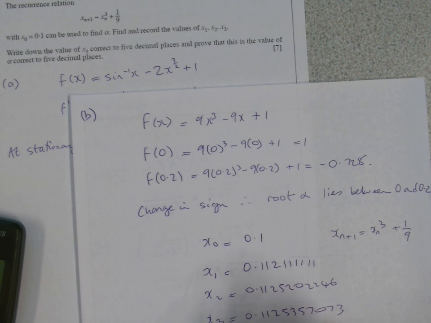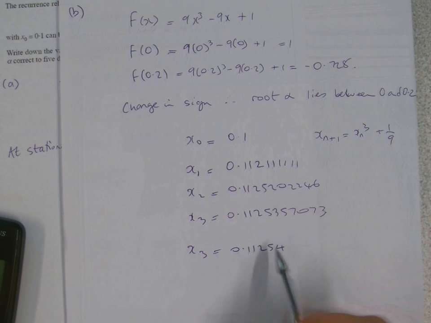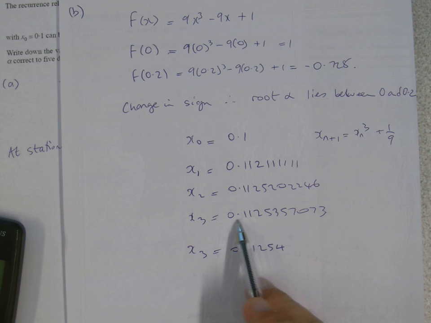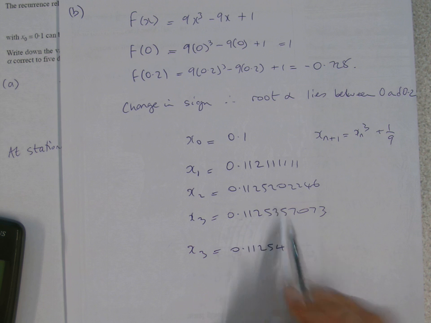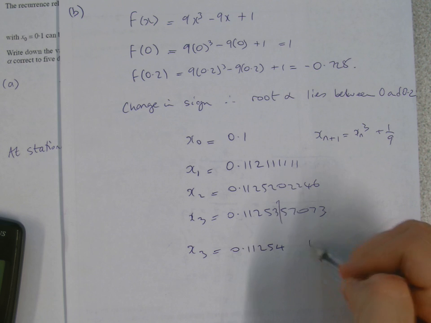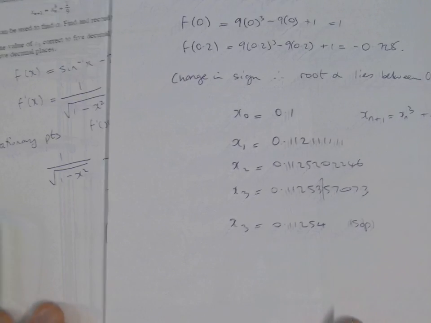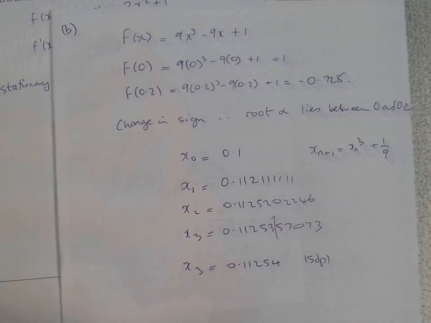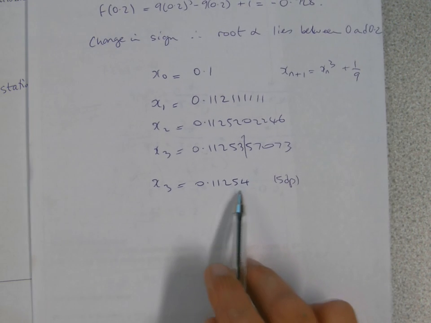So x3 will be 0.11254, of course. Okay, sorry, I'm off the screen there. So if you look at that for x3, when you round that to 5 decimal places, you get that answer. Now it says prove that this is the value of alpha correct to 5 decimal places. So prove that this is correct.